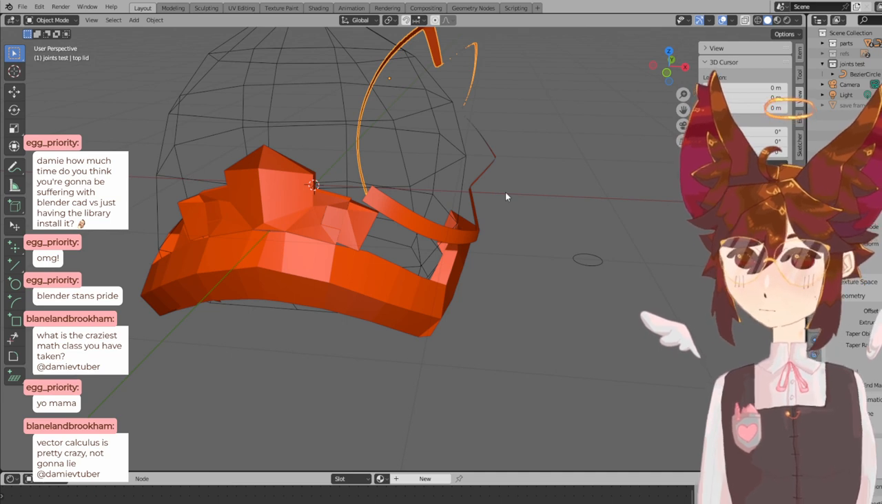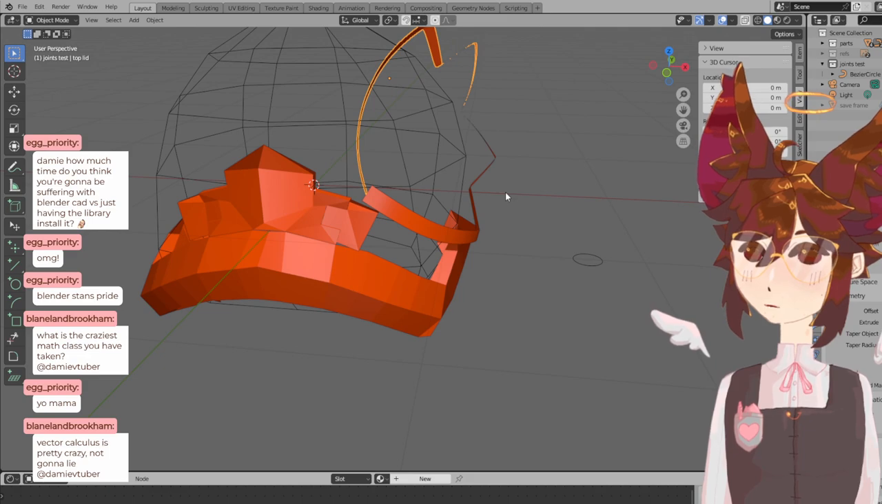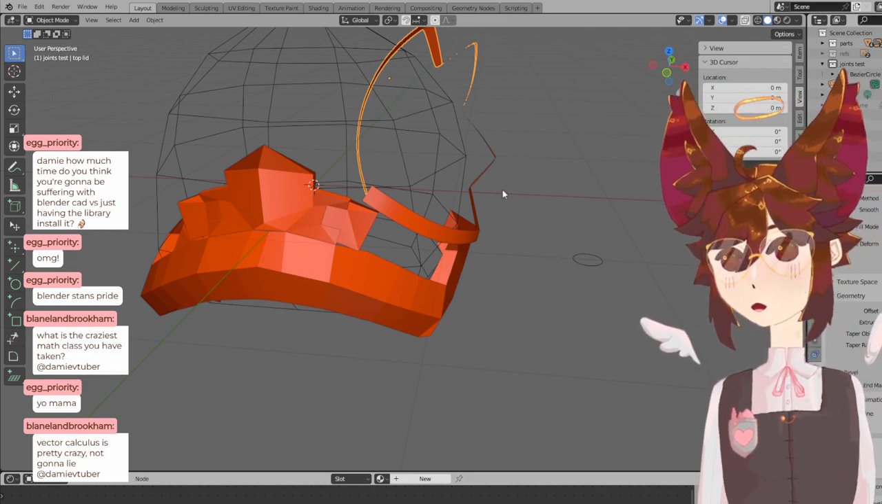Vector calculus is pretty crazy. Do I know vector calculus? Vector calculus is like linear analysis, right?